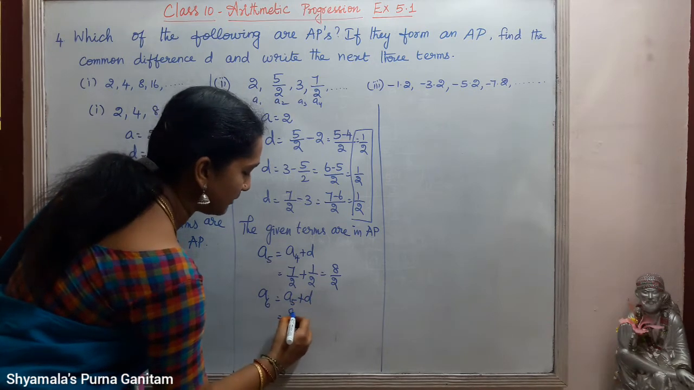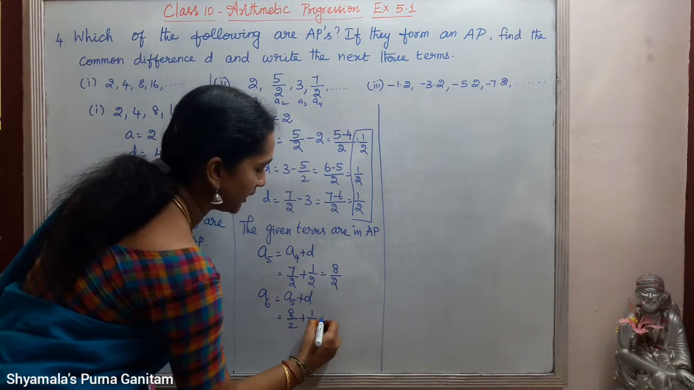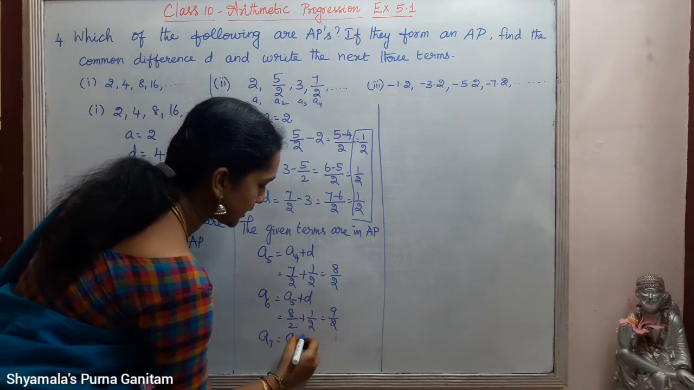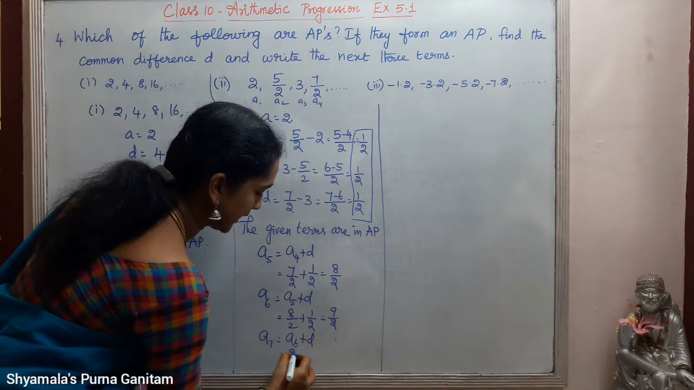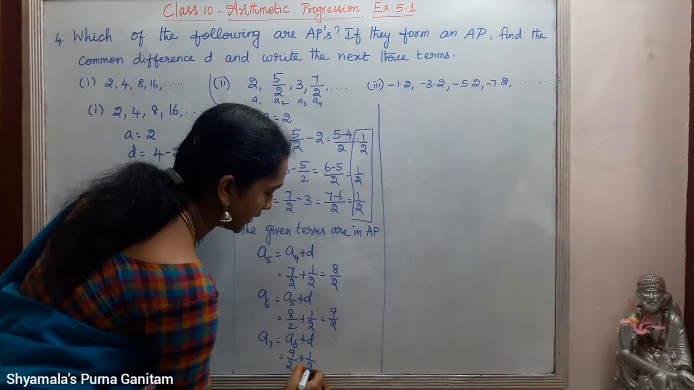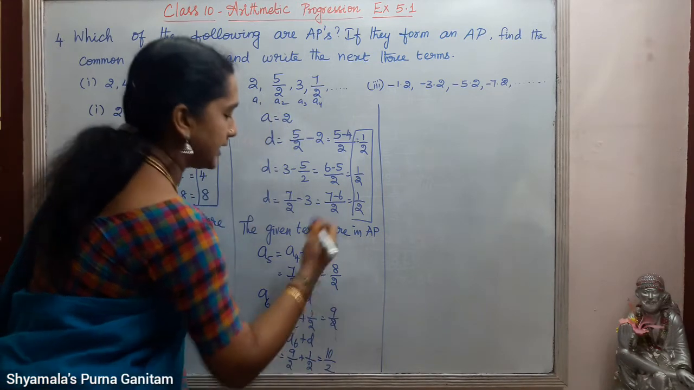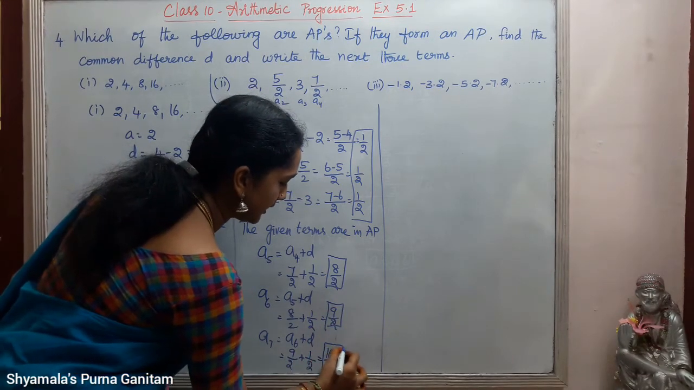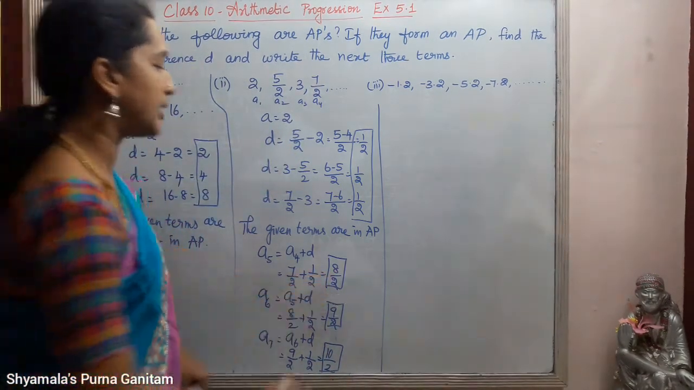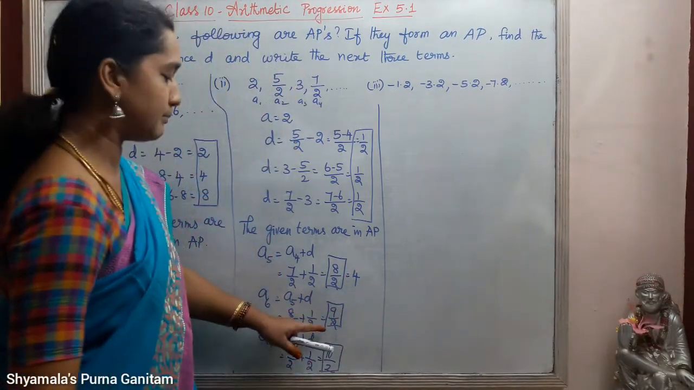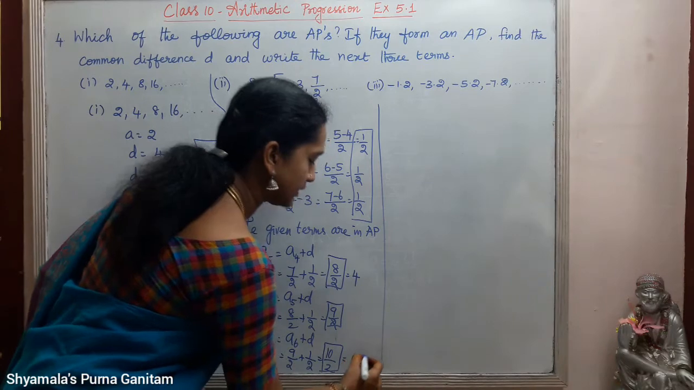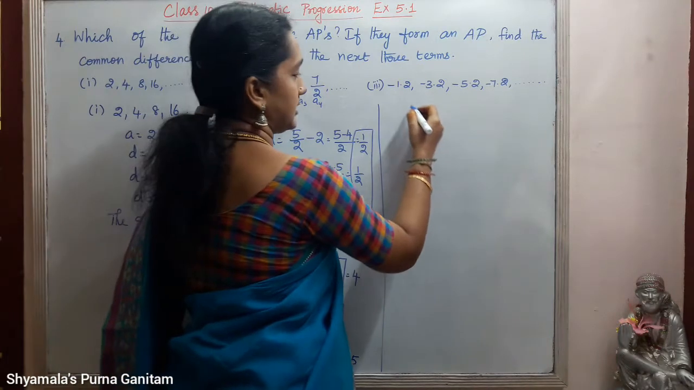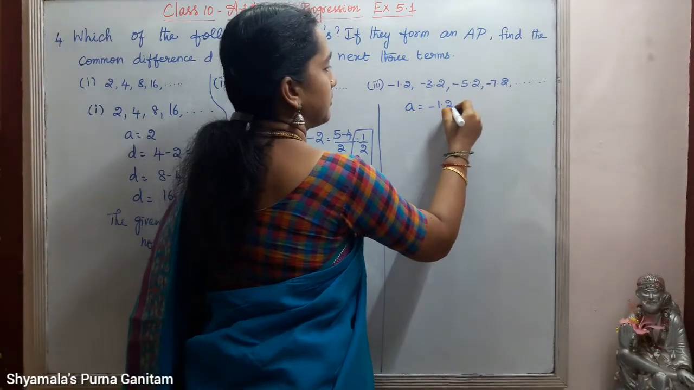So A5 is 8 by 2 plus common difference 1 by 2. So that is equal to 9 by 2. Then A7 is A6 plus D. So A6 is 9 by 2 plus 1 by 2. So that is equal to 10 by 2. So the next three terms are 8 by 2, 9 by 2 and 10 by 2. Okay, so this 8 by 2 we can write as 4, and this 10 by 2 we can write as 5. So these are the next three terms of the given AP. Okay, then the third sum: A is minus 1 by 2.